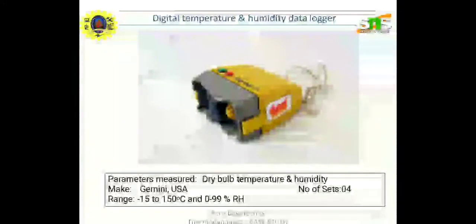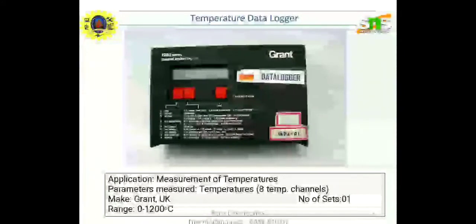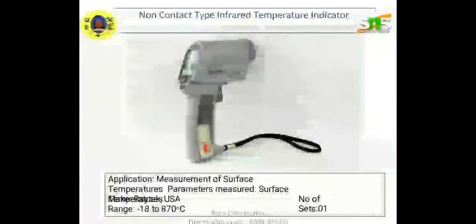It's a digital temperature and humidity data logger. Its range is 15 to 150 degrees Celsius and 0 to 99% humidity. The parameters measured are dry bulb temperature and humidity. It's a temperature data logger and non-contact infrared temperature indicator used for measurement of surface temperature. The range is 18 to 870 degrees Celsius.